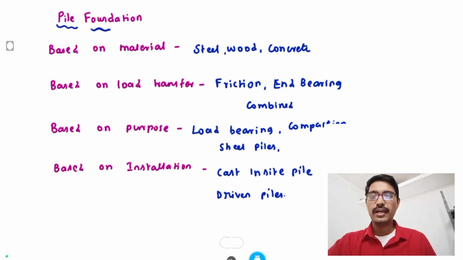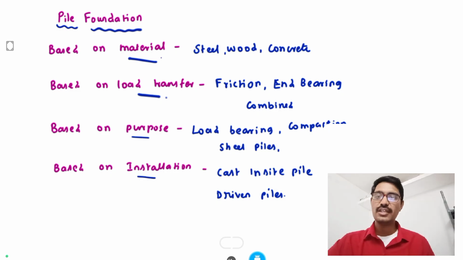The pile foundation is classified into 4 types: based on the material, based on the load transfer, based on the purpose, and based on the installation. The first is based on the material. There are steel piles, wooden piles and concrete piles.